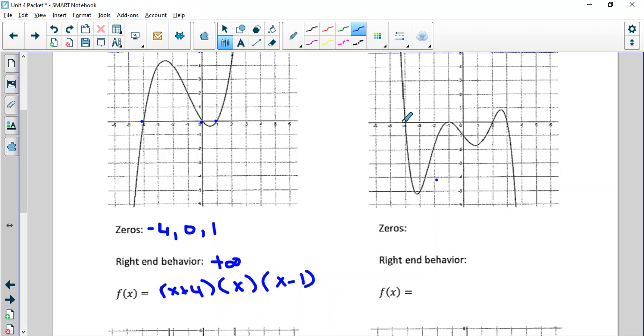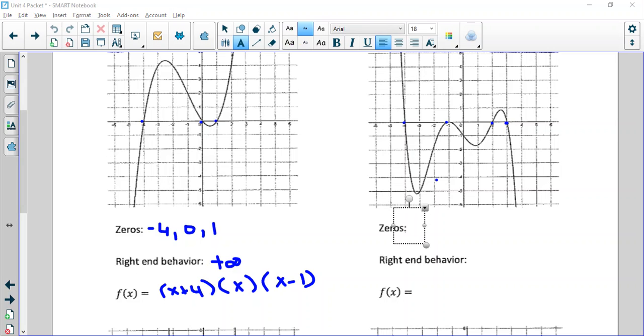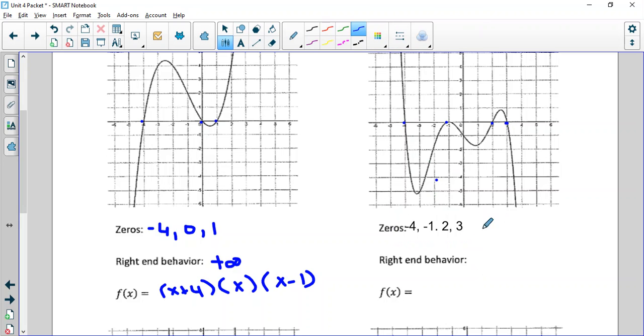So you're going to go through and identify the x-intercepts: -4, -1, 2, and 3. So my x-intercepts are -4, -1, 2, and +3. Oh, why is it not typing? And then my right end behavior is negative. So it's going down. So this is going to have to be a -1, which means that this is a negative function.